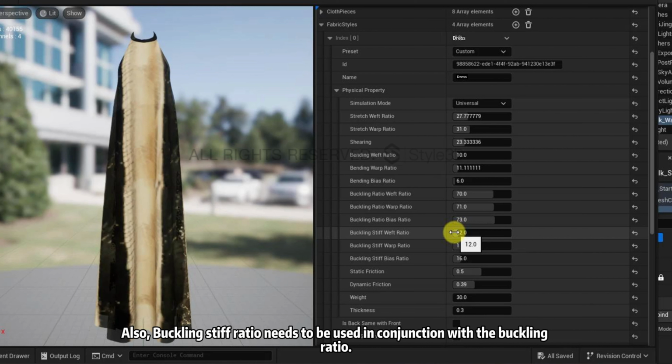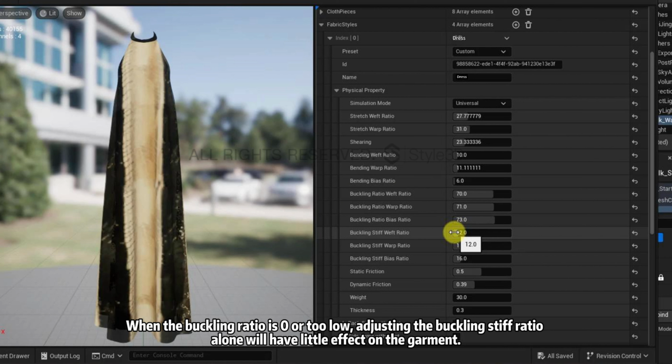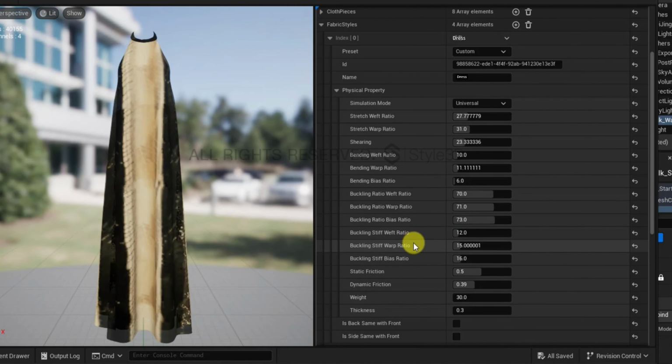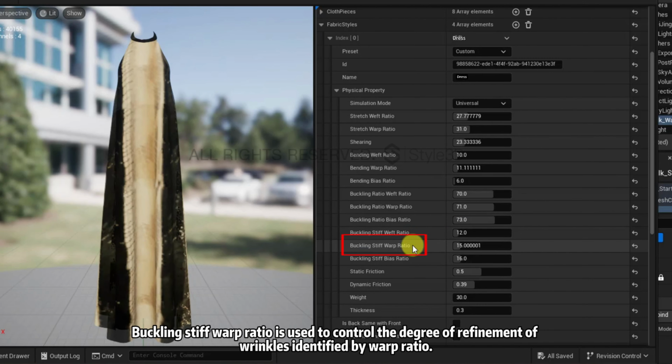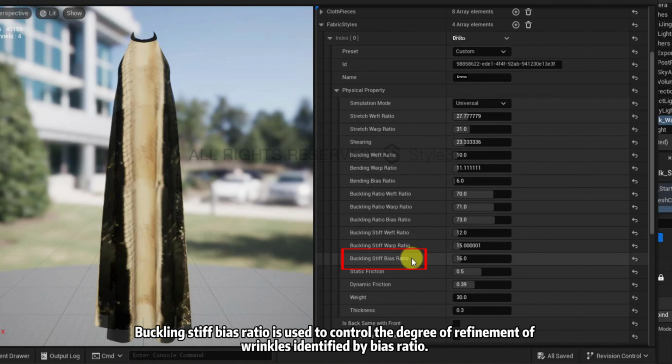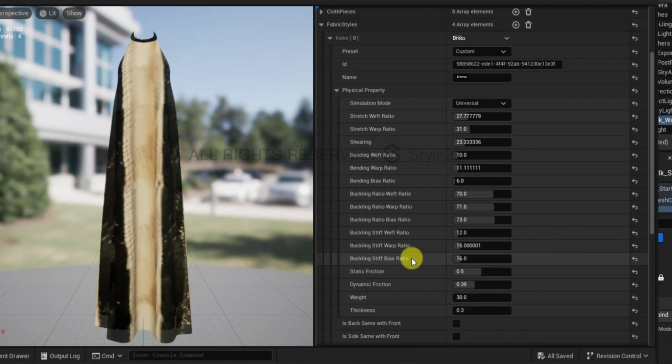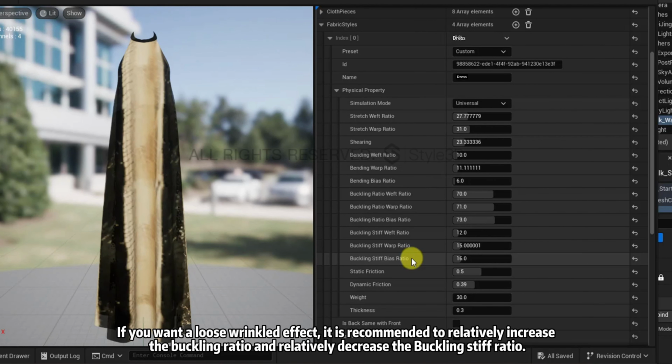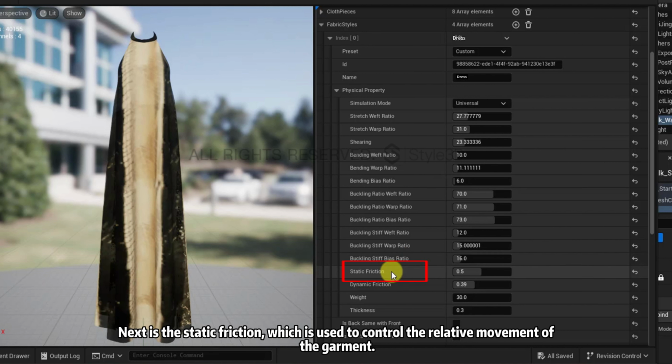Also, buckling stiff ratio needs to be used in conjunction with the buckling ratio. When the buckling ratio is 0 or too low, adjusting the buckling stiff ratio alone will have little effect on the garment. Buckling stiff warp ratio is used to control the degree of refinement of wrinkles identified by warp ratio. Buckling stiff bias ratio is used to control the degree of refinement of wrinkles identified by bias ratio. If you want a loose wrinkled effect, it is recommended to relatively increase the buckling ratio and relatively decrease the buckling stiff ratio. Next is the static friction, which is used to control the relative movement of the garment.